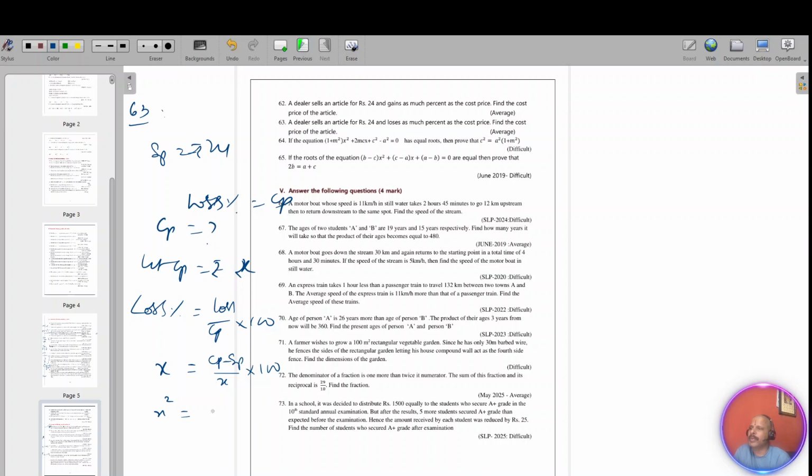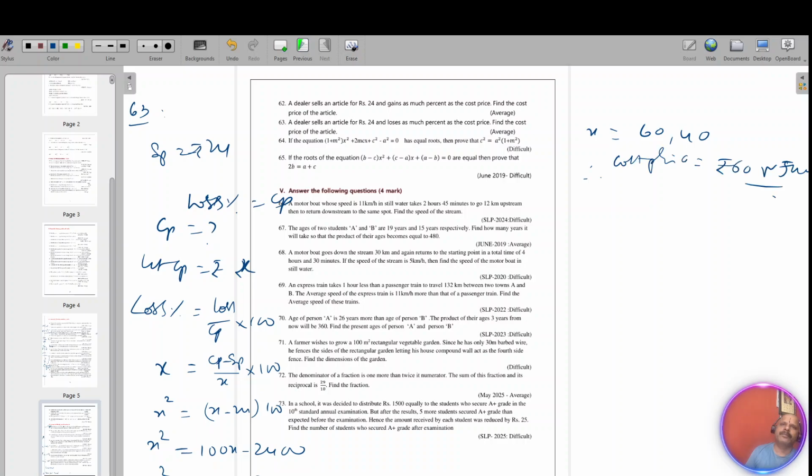So X into X is X square. CP minus SP becomes X minus 24, into 100. So X square is equal to 100X minus 2400. When we take it to the left side, X square minus 100X plus 2400 is 0. On solving this, I'm not solving it here, we get X equal to 60 and 40. Therefore, what has been asked here? Cost price is equal to rupees 60 or rupees 40. Both can be there.